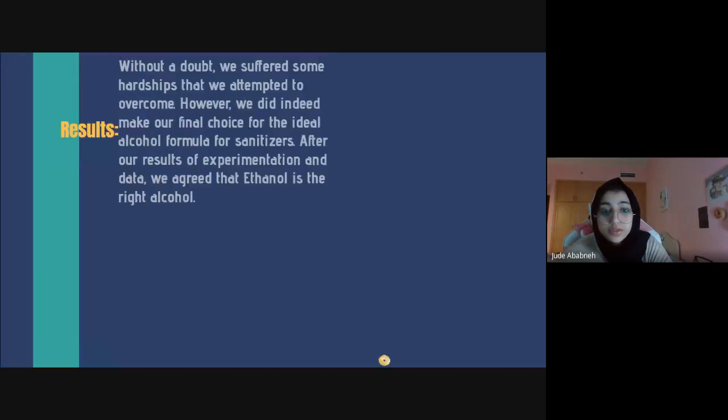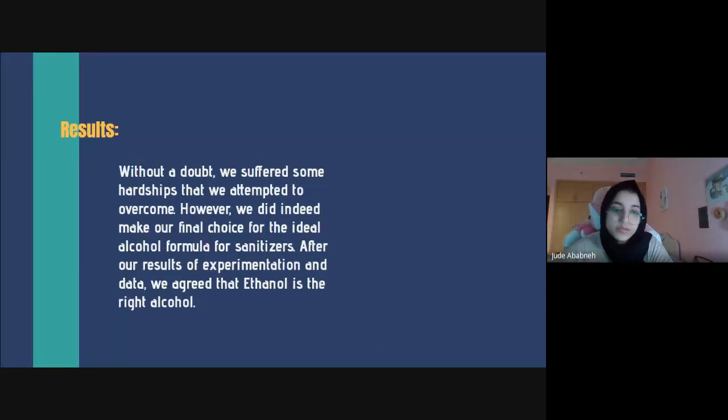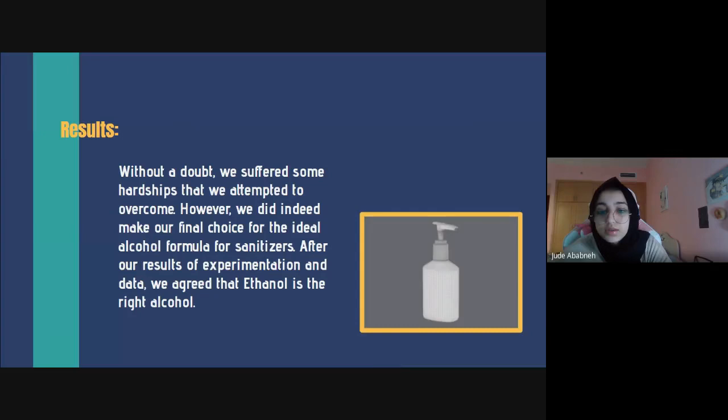For the results, we undoubtedly suffered certain difficulties that we tried to overcome. We did, however, make our final decision on the best alcohol mixture for sanitizers. We agreed that ethanol, the first formula, is the right alcohol based on our experimentation and statistics. We also created a digital model to demonstrate what the bottle would look like.